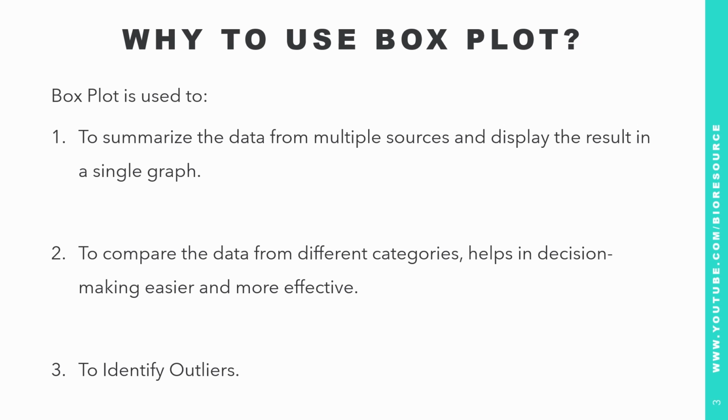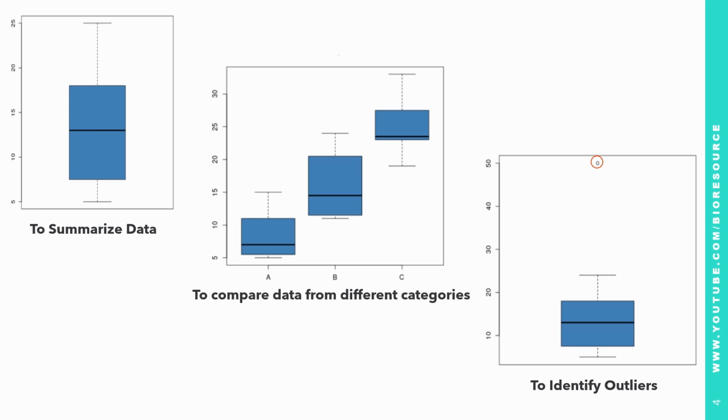So why do we have to use box plot? The box plot can be used to summarize the data from multiple sources and display the result in a single graph. The box plot can also be used to compare data from different categories, thereby helping in decision making, and it can also be used to identify the outliers. So these are the three different uses of box plot: to summarize data, to compare the data from different categories, and also to identify the outliers.